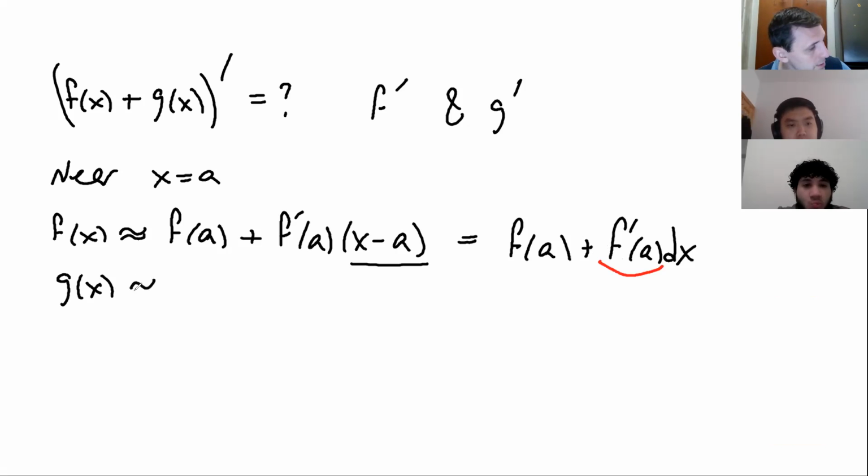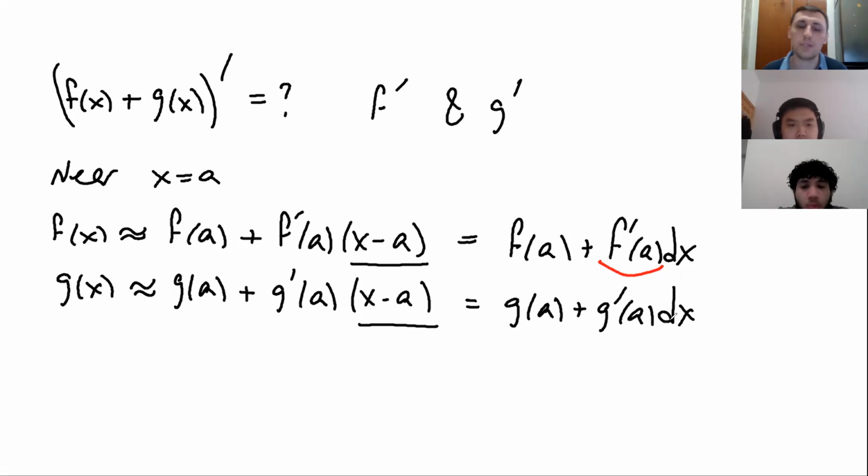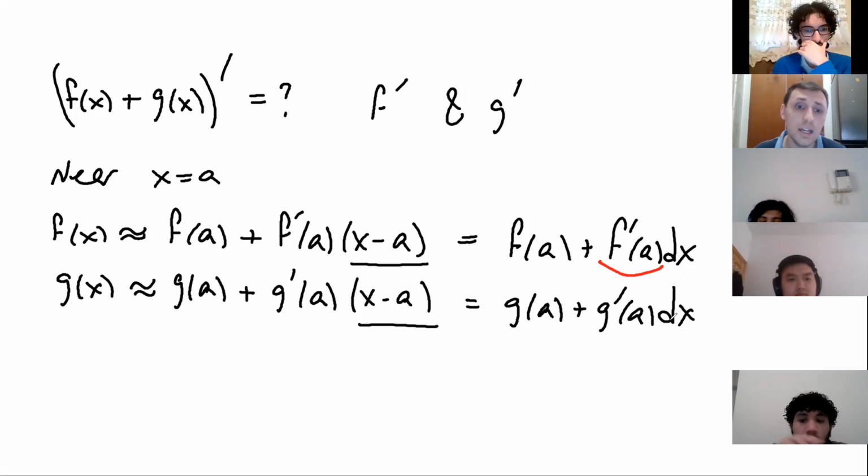And g of x is approximately g of a plus g prime a times x minus a, which I can simply write as g of a plus g prime a dx. dx is just so that I don't have to write x minus a, and to also indicate that x is very close to a. It's just a matter of putting it in a sentence. You agree, guys? You can be eloquent or you can be not eloquent. And that's all it is.